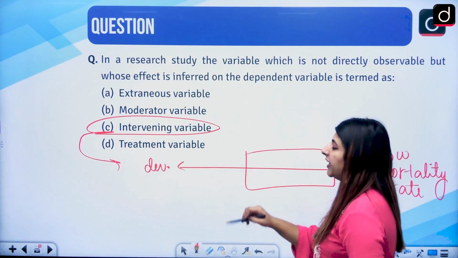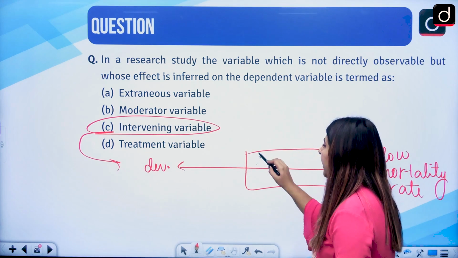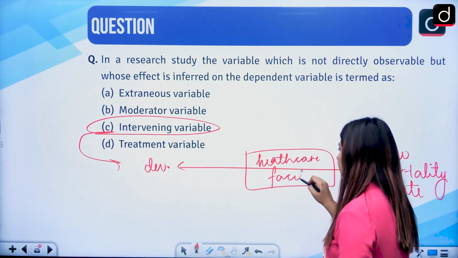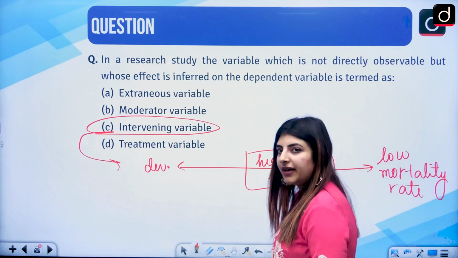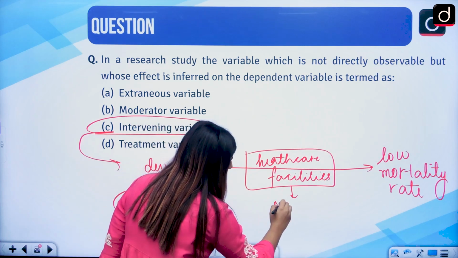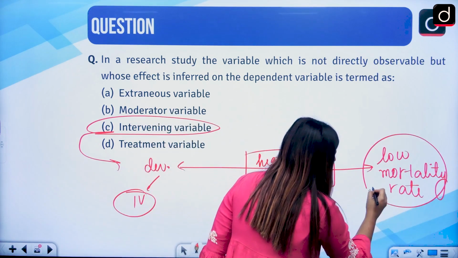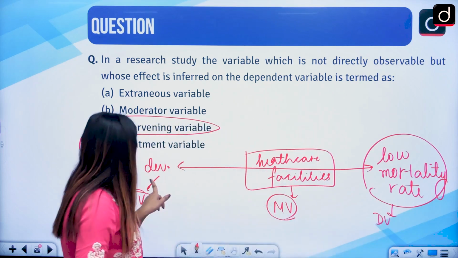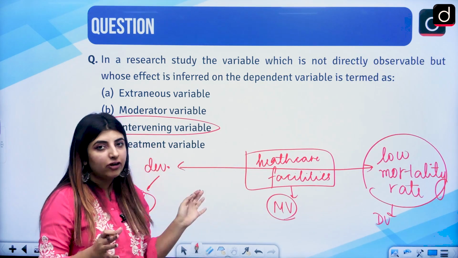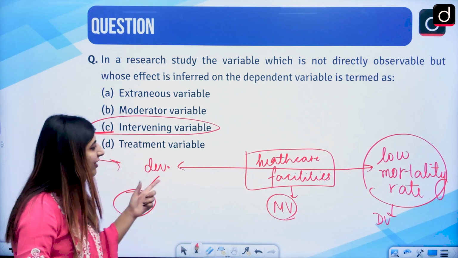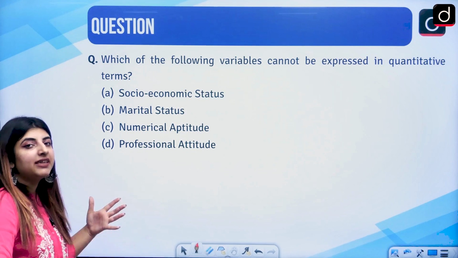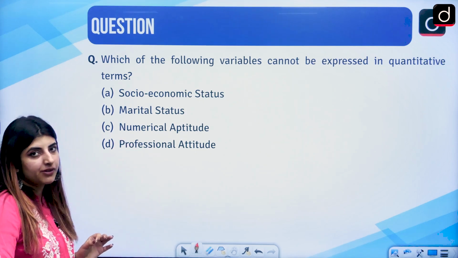But there was this mediator variable as well, which was healthcare facilities. Correct? So, this is the independent variable, this is the intervening mediator variable, and this is the dependent variable. Even though independent and dependent are not directly linked, they have the relationship established through the mediator variable or intervening variable.